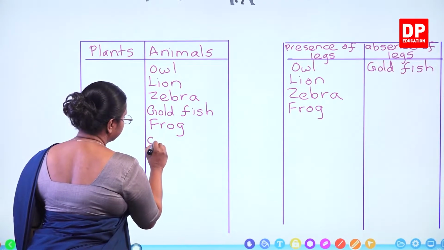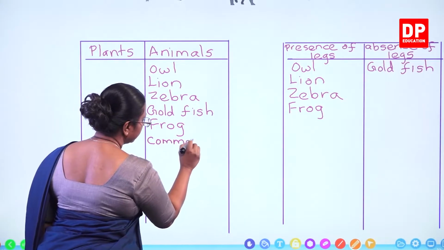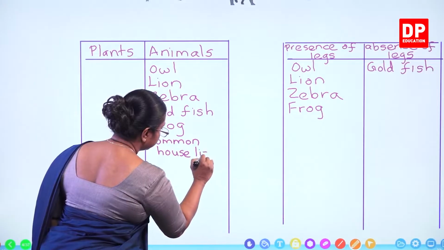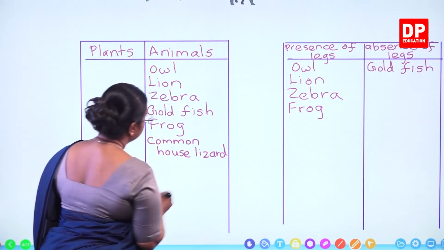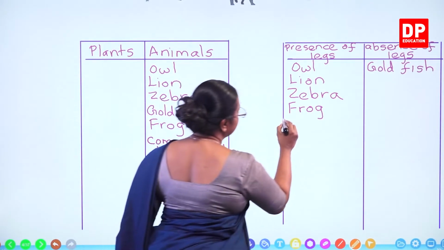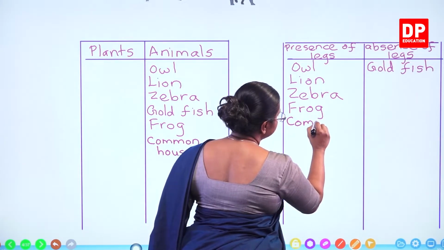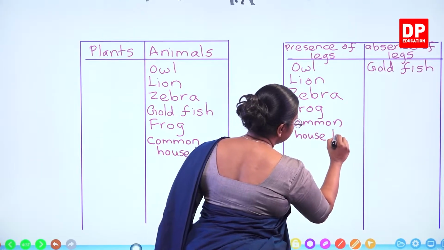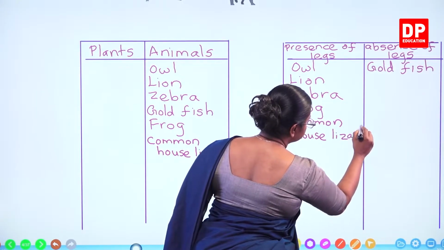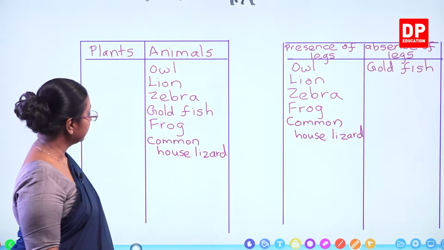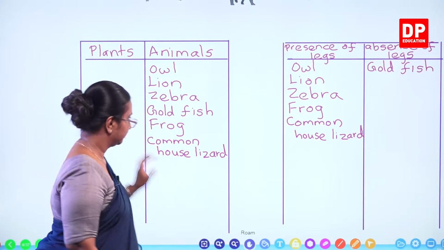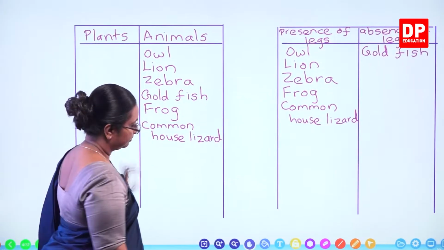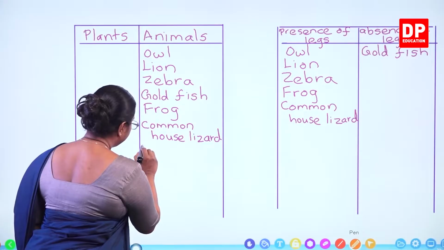So common house lizard. That is an animal and it has legs. Then we had the robin bird. So red robin bird.